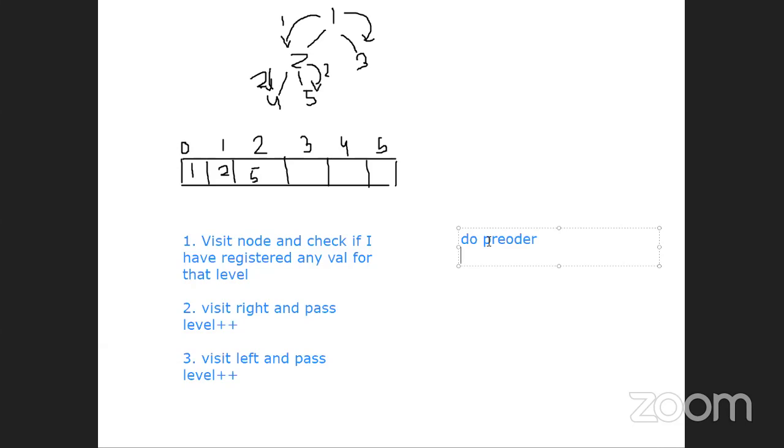Just to add here, even when we are using the array, it's a dynamic array. So you won't initialize the array with 5 nodes or something. Yeah, it's an array list. So if the size of the array is less than the level that you are visiting, then you add it.